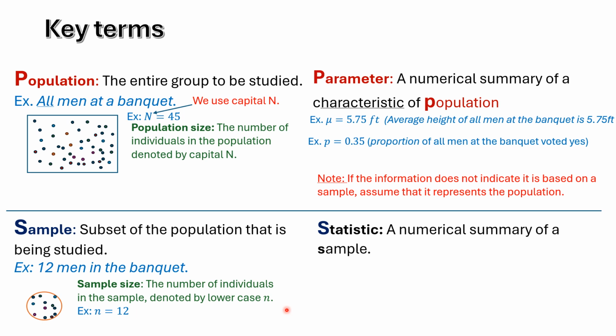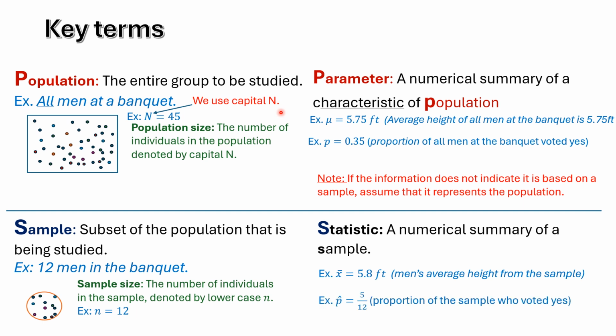Statistic: a numerical summary of a sample. We use x with the bar on top to represent average, which is also considered the mean. x bar equals 5.8 feet. That means the men's average height from the sample is 5.8 feet. We use p hat versus just p. p hat represents the sample proportion. In this case, p hat equals 5/12, the proportion of the sample who voted yes.